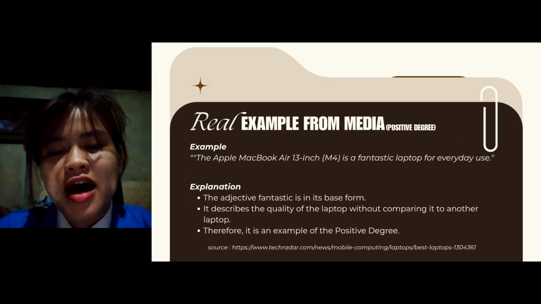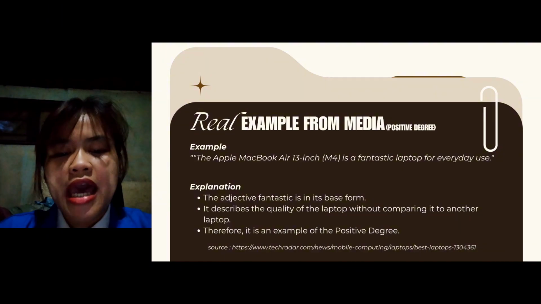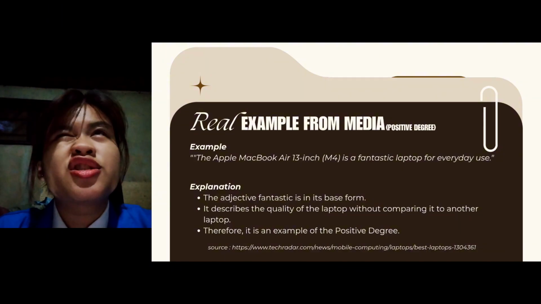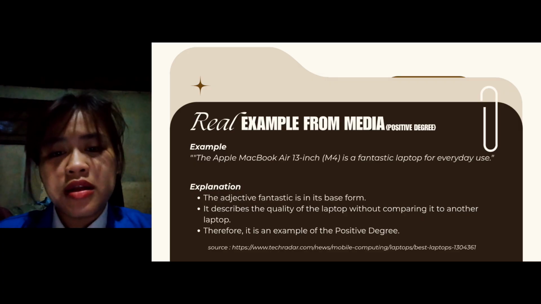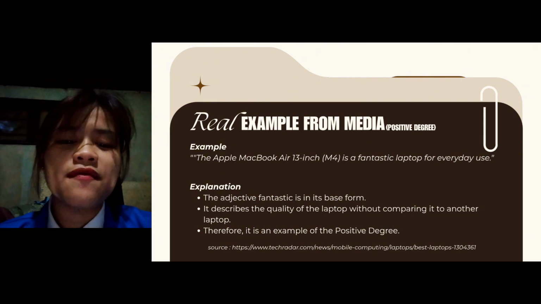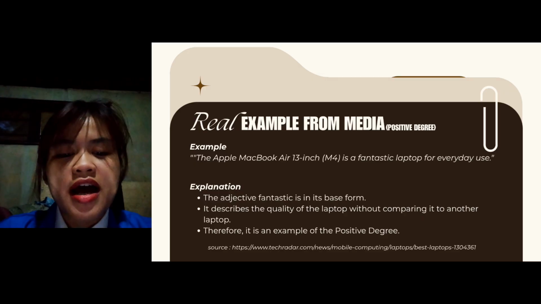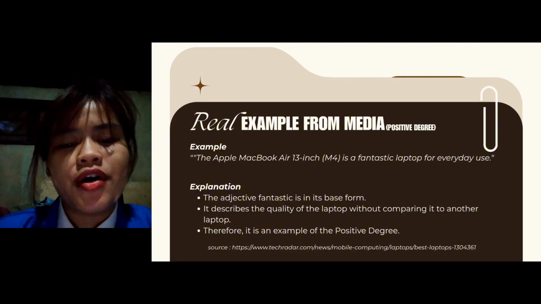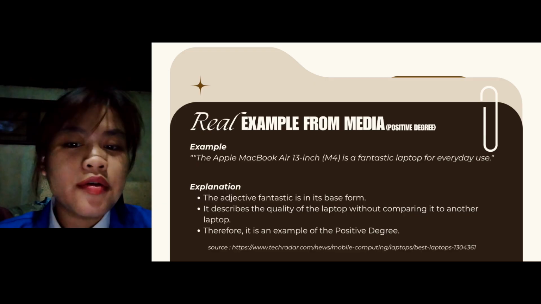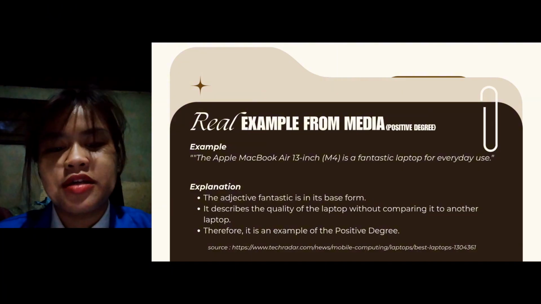Here is a real example from media for positive degree. The Apple MacBook Air 13-inch M4 is a fantastic laptop for everyday use. The explanation: the adjective fantastic is in its base form. It describes the quality of the laptop without comparing it to another laptop. Therefore, it is an example of the positive degree because there is no comparison at all. It's just straightforwardly telling the information.